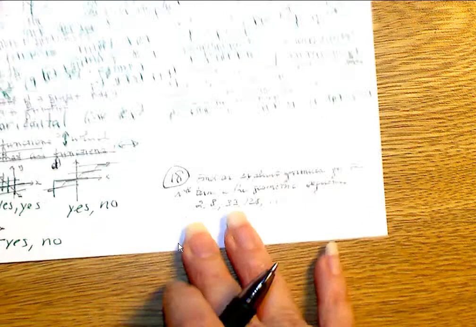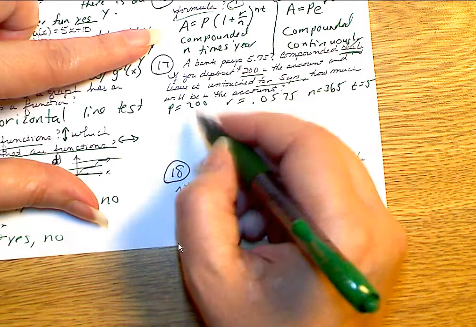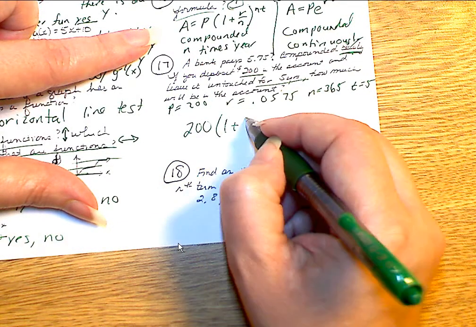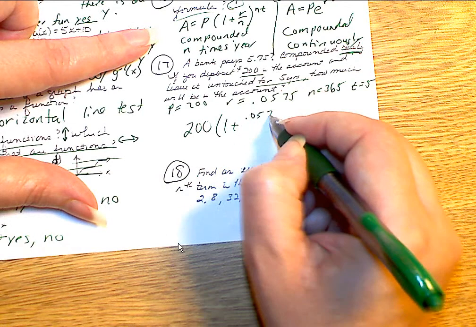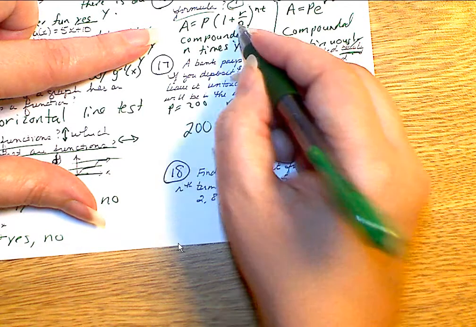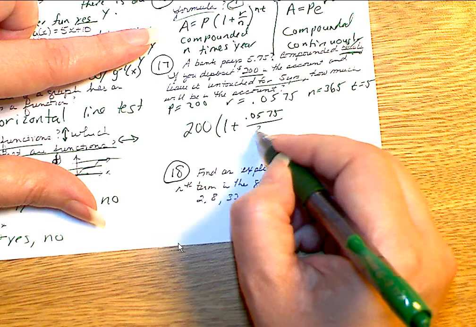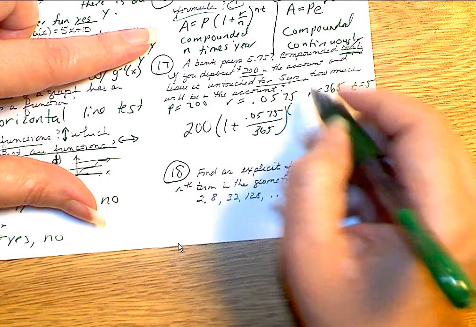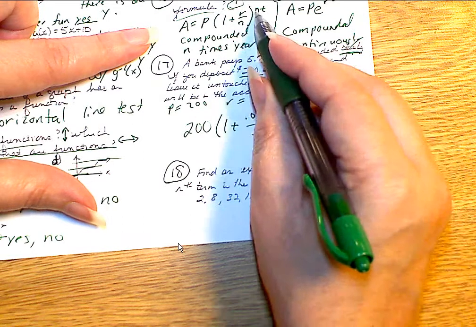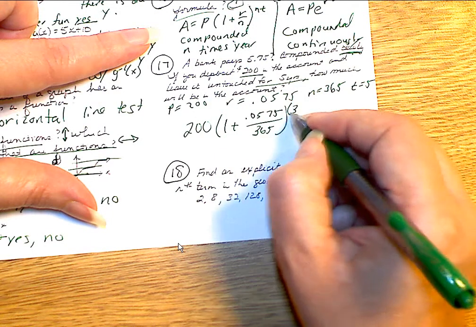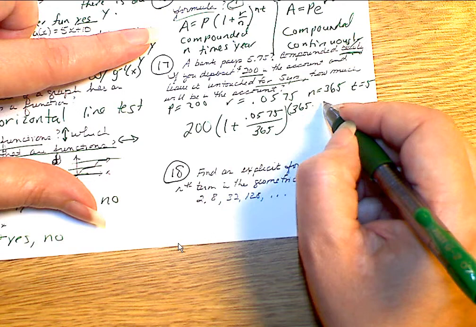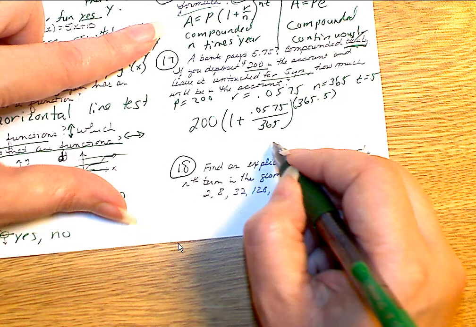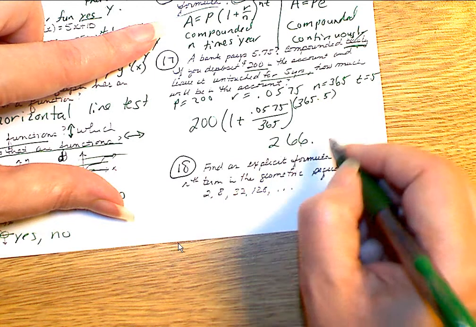Then you simply plug it in. So you have 200 times my 1 plus my 0.0575 over N, which is 365, to the NT. When you put it in your calculator, make sure you put parentheses around N and T. So you have 365 times 5 with the parenthesis around it. You should get 266.61.